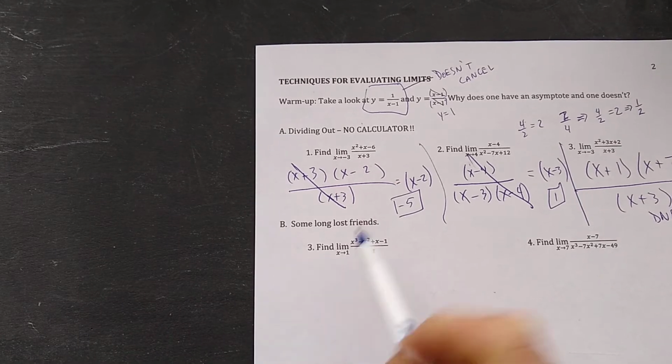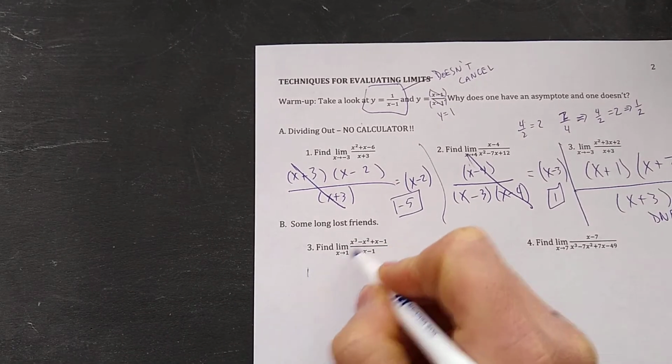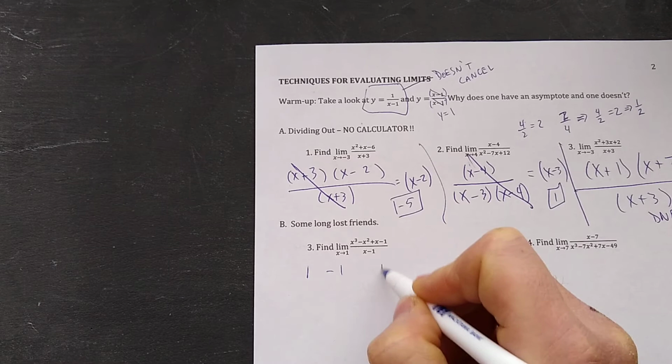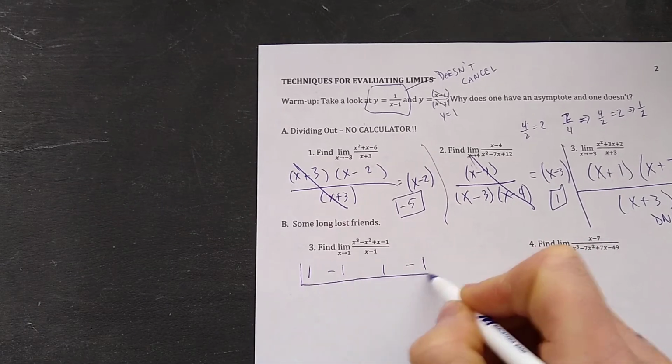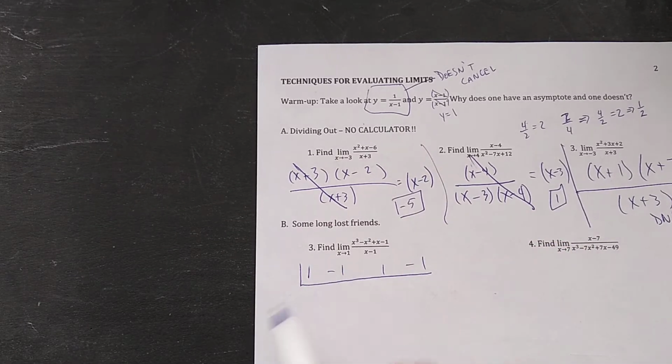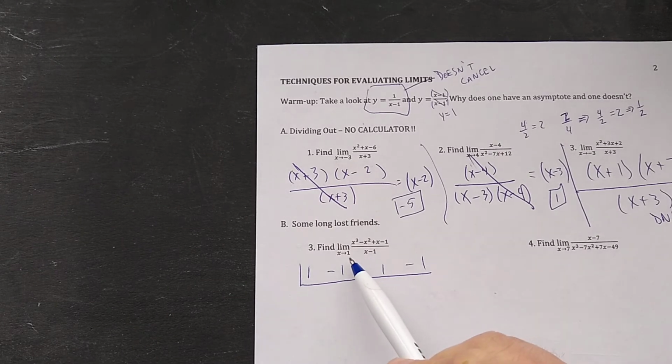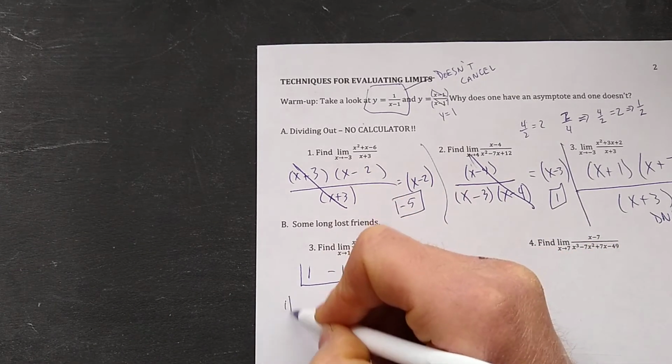Remember what it looks like. We take our coefficients and write them down. So we're going to have 1, -1, 1, and -1. And then we drew a little thing like this. We took the number that we're dividing out. And if you remember, we took the 0, which is also going to be the number that's on the limit, and put a 1 there.